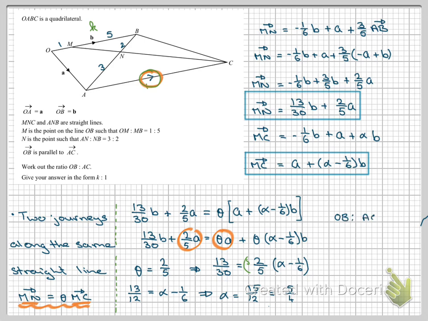And I'll just now write OB to AC is therefore 1 to 5 over 4. But I want this in the form of K to 1. Therefore, k is going to equal 4 over 5. So there we have it. K is 4 over 5. Again, another fairly long, involved and difficult question, but again, hopefully you can see that this strategy really works, and hopefully you can apply this idea to other similar questions.